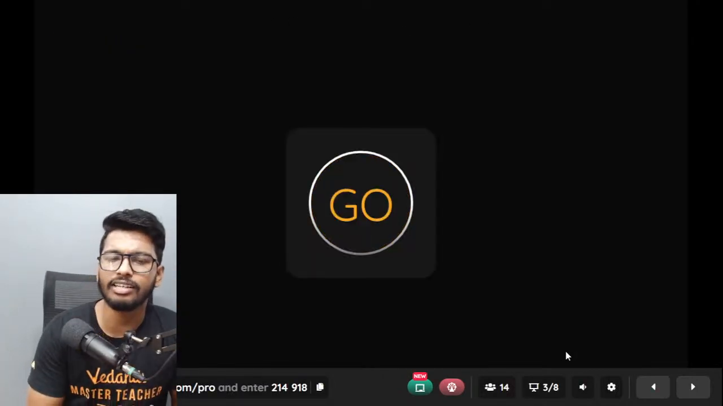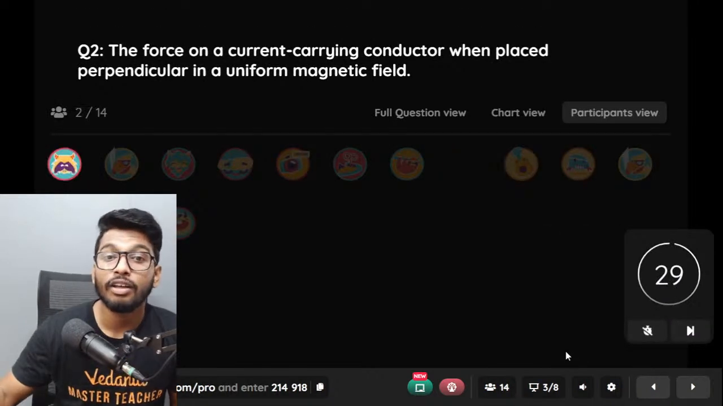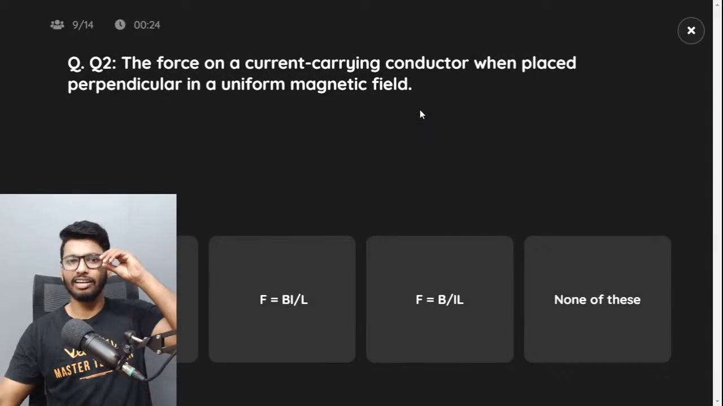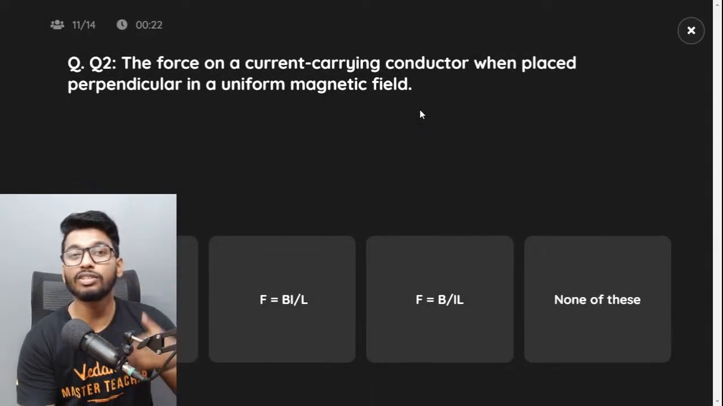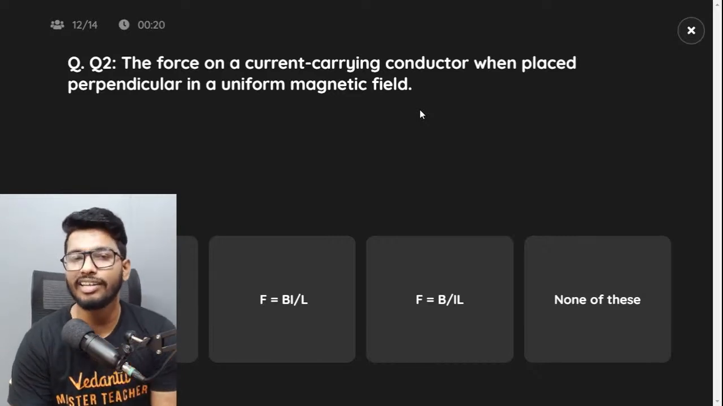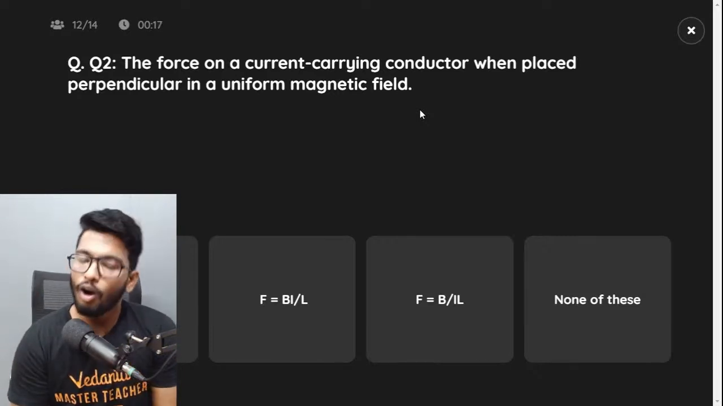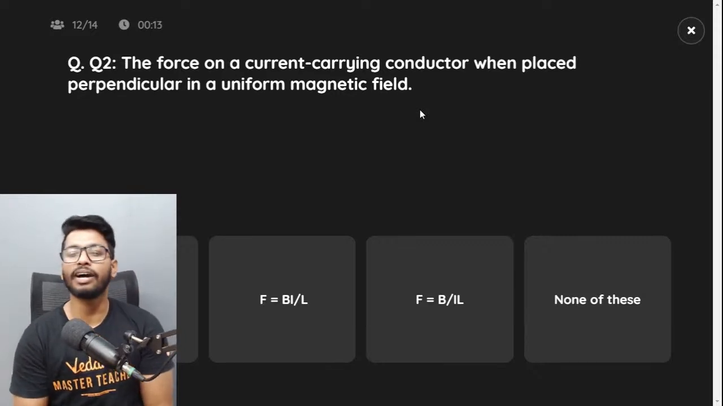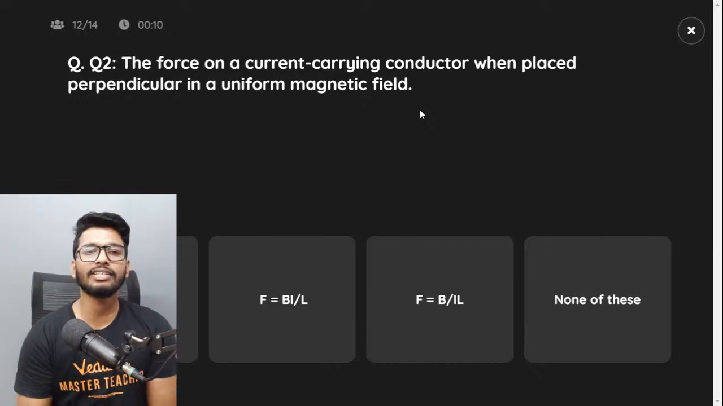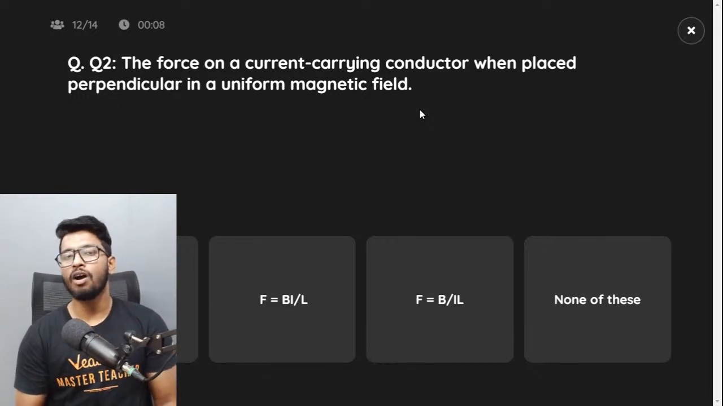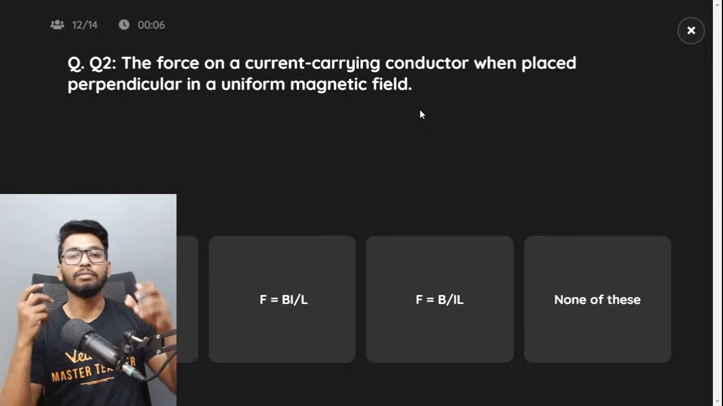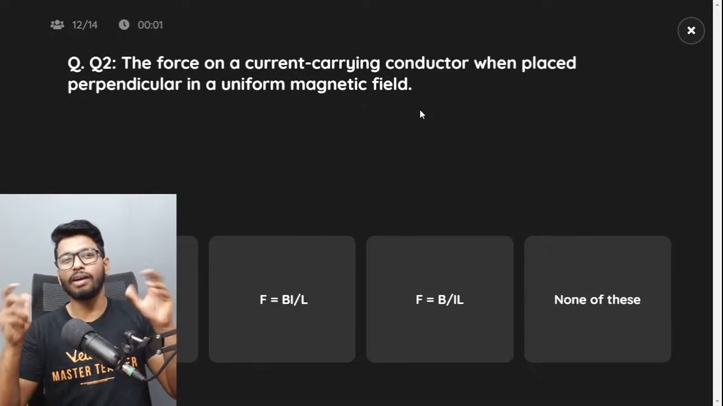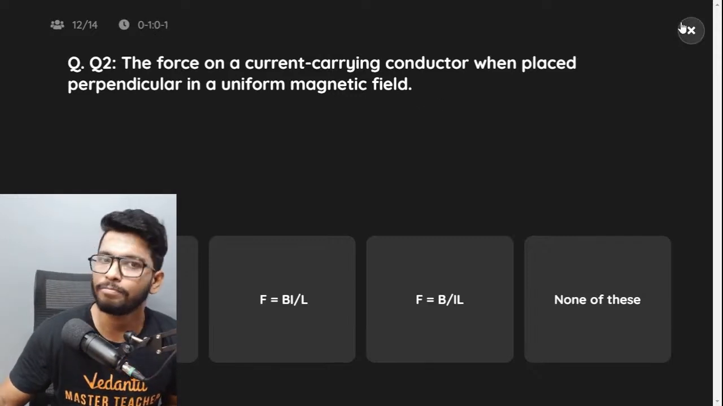You'll understand it clearly. Alright, second question, here we go. The force on a current carrying conductor when placed perpendicular in a uniform magnetic field is, what is the formula to find the magnitude of force on a current carrying conductor? Options are F is equal to BIL, F is equal to BI by L, F is equal to B divided by IL, or none of these. What do you think? What is the formula to calculate the magnitude of force on a current carrying conductor, in other words, the magnitude of the Lorentz force acting on a conductor? Let's go, people.